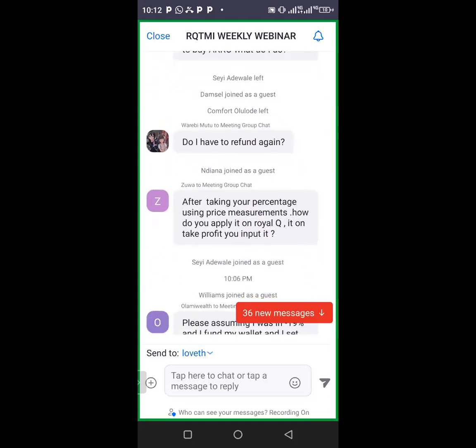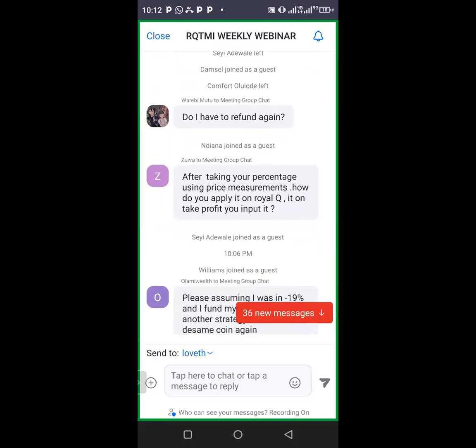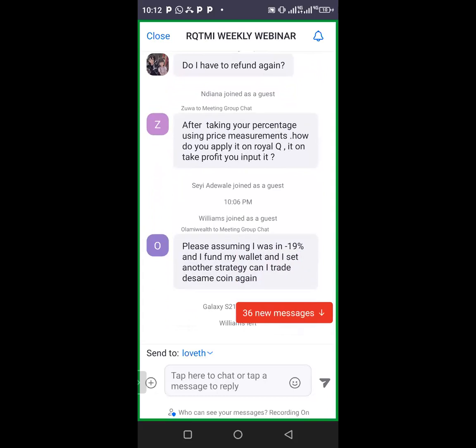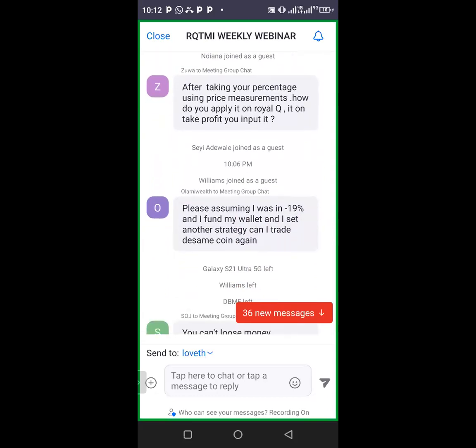After taking your percentage using price measurement, how do you apply it on RealQ? Go back to your upline or mentor, and they will answer. It will help you to answer that question. I'm trying to see how I can save time.